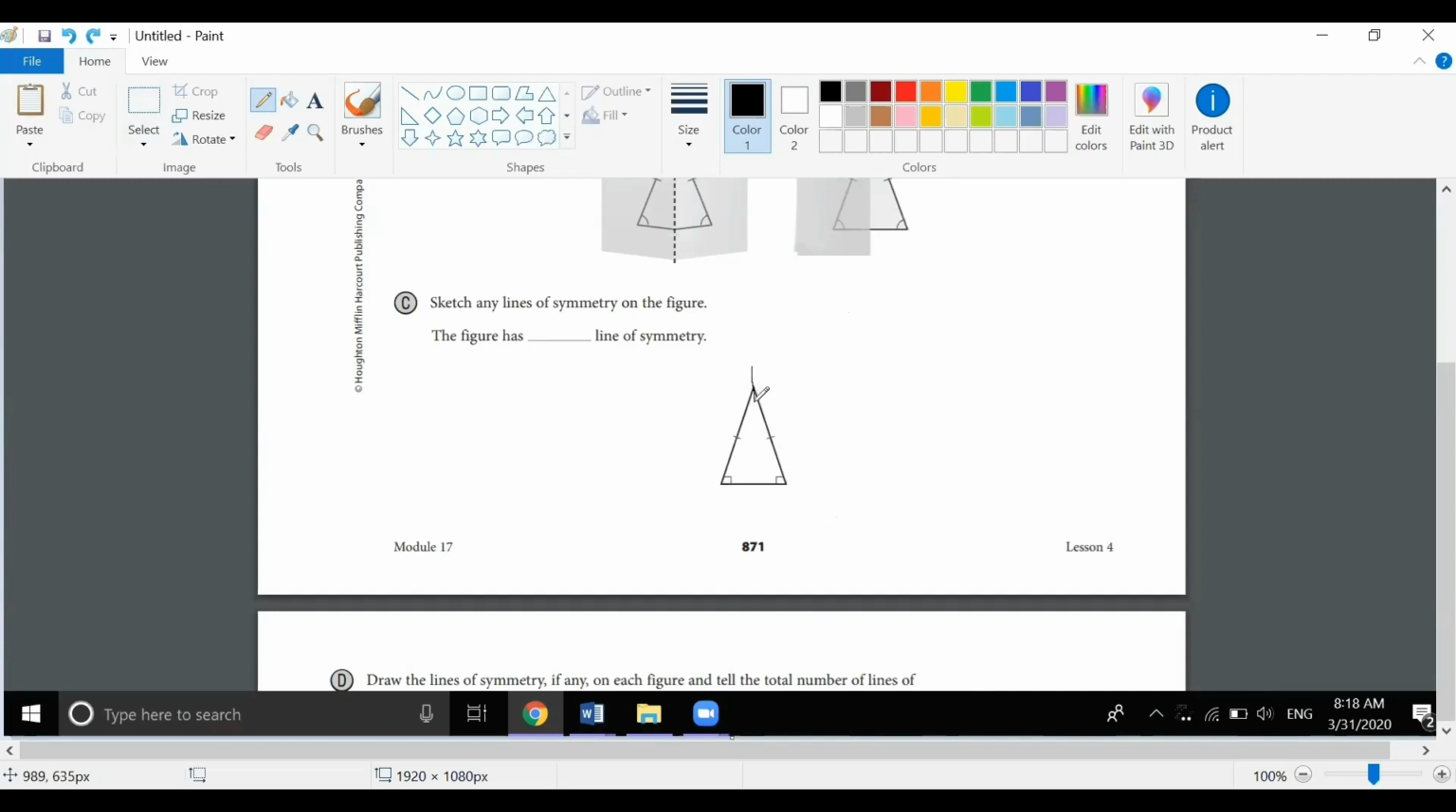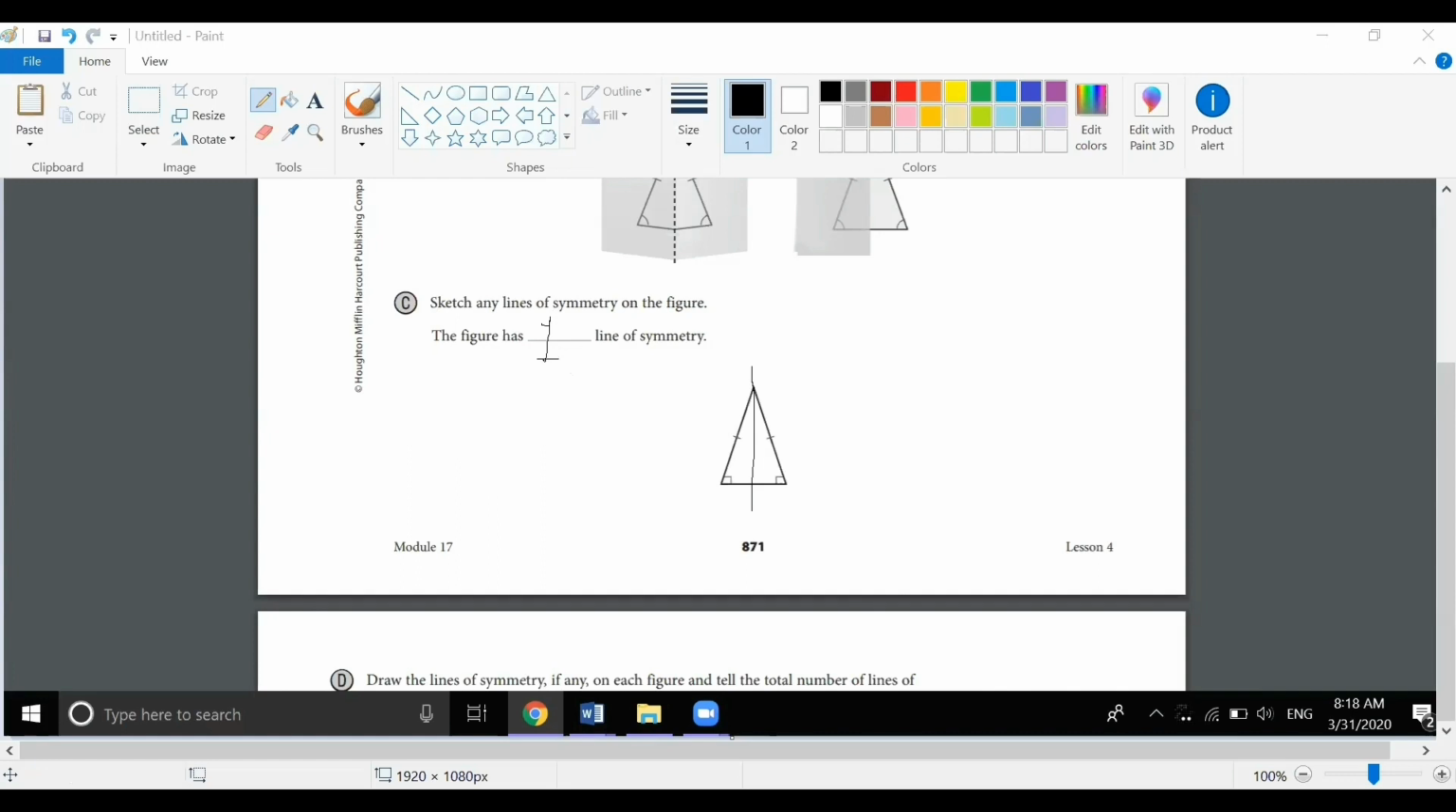So you are going to draw this line of symmetry, because each time he will give you a figure, you are going to be required to graph or draw the line of symmetry. So the line of symmetry is this, and the figure has how many lines of symmetry in question C? We are going to write this: we have one line of symmetry. By the way, this triangle is called what? This is an isosceles triangle because these two sides are equal. Understood? Okay.